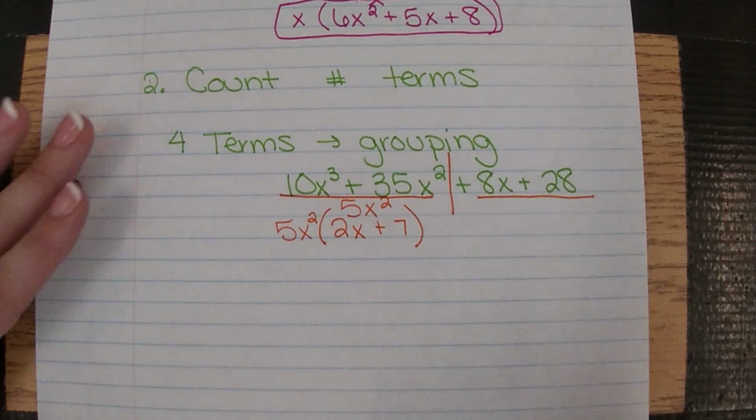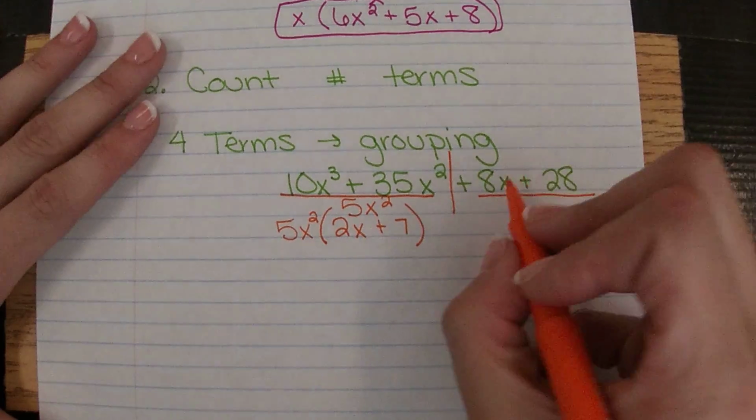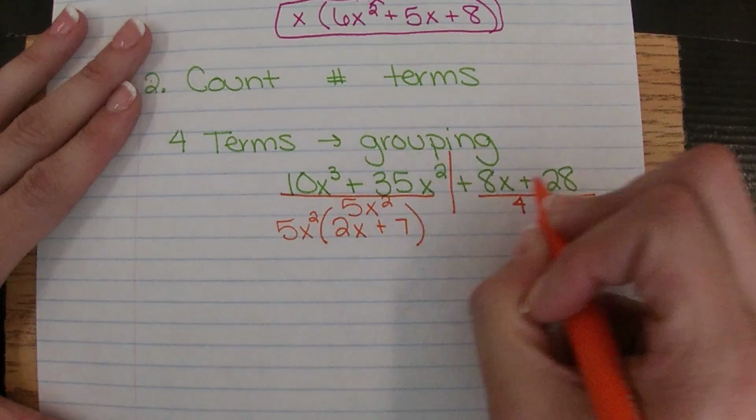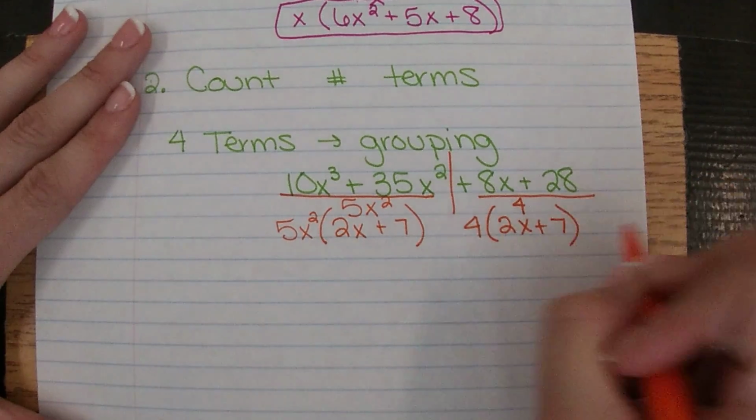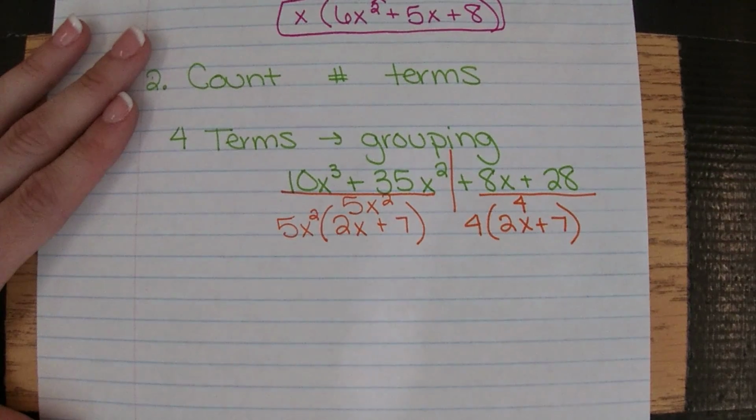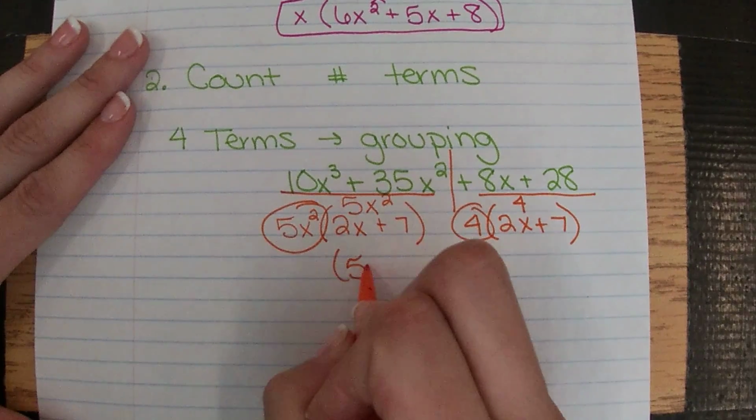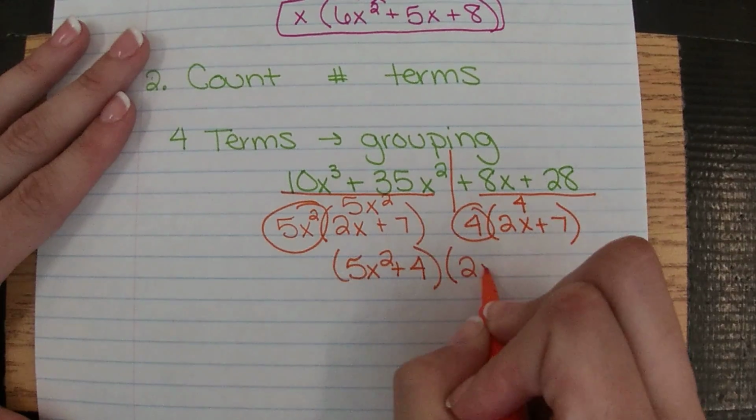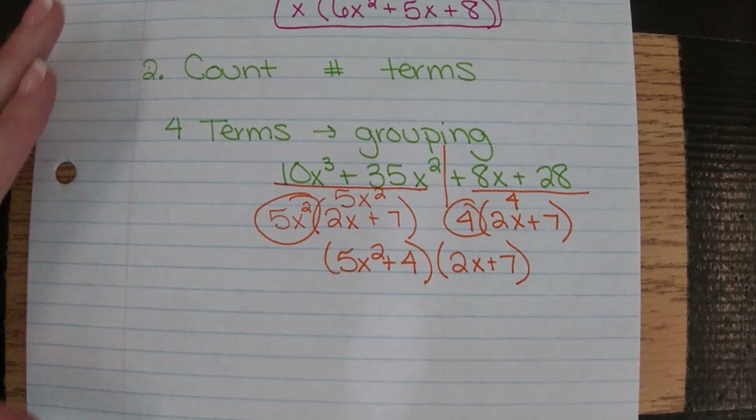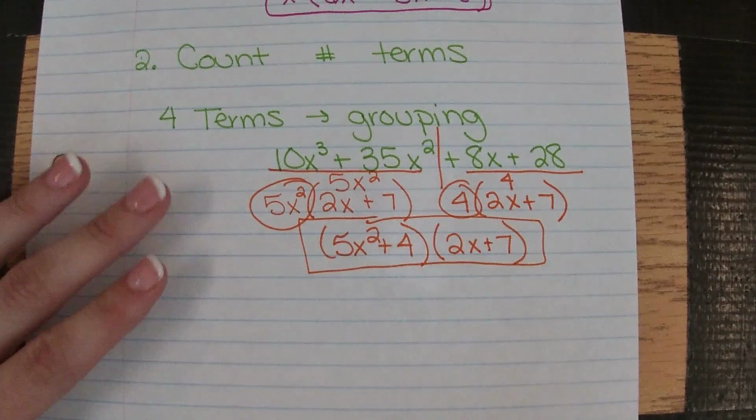Then I'm going to look at the other side. What goes into 8 that will also go into 28? You can pull out a 4. They do not both have the x, so I can't pull that out. And then remember, our 2 GCFs that we pulled out go in front, so I'll have a 5x squared plus 4 and a 2x plus 7. And that will be our final answer.